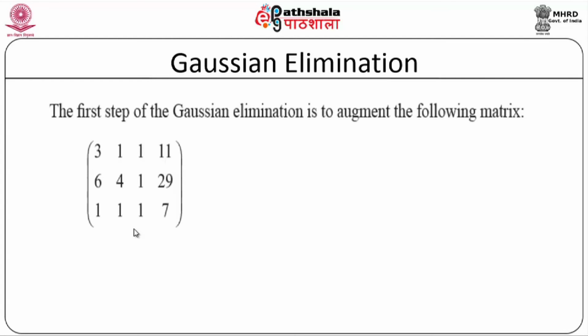As said earlier, the first step is the augmentation, where we augment this vector B to the matrix A. Now, this is the augmented matrix. The objective is very simple. We have to keep the element 3 as the pivotal element, and somehow, using the elementary operations, we have to remove 6 as well as 1 in the other equations.